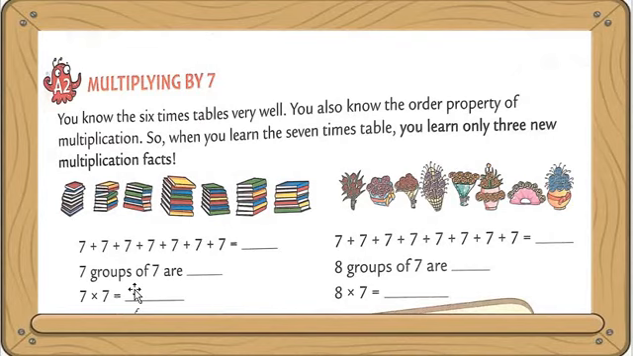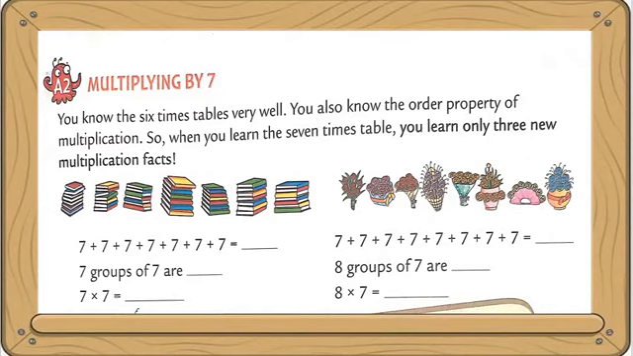So here, students, how many groups of books? 7, and each group has 7 books. So 7 multiplied by 7. See, 7 groups of 7 are here. So 7 sevens are 49. 7 sevens are 49.